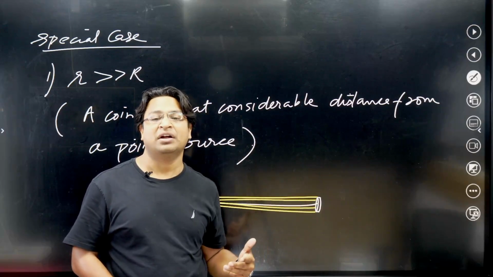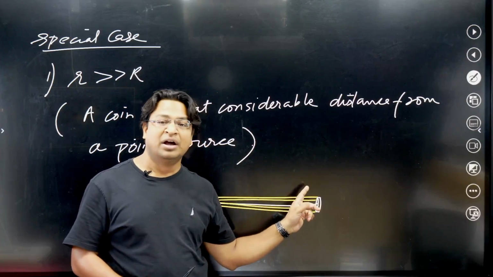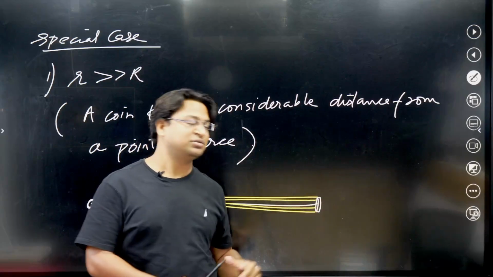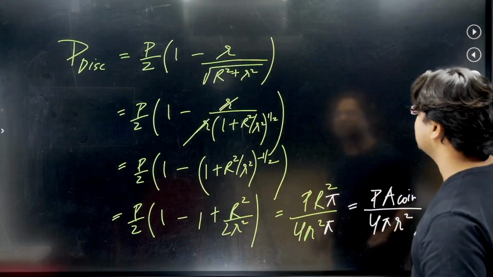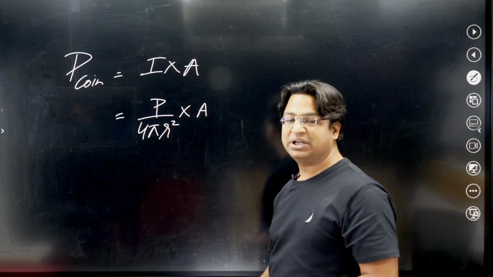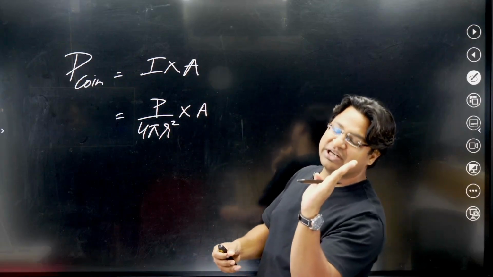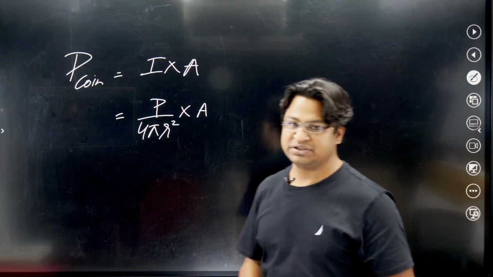And how do we write the power incident in case of a parallel beam? We write incident intensity into area. So that's what we are getting here. In this case, it's very simple. You can just notice the intensity at the location of the coin and multiply it with the area of the coin. If the coin is tilted at some angle, then you would have a cos theta factor also, where theta would be the angle of incidence.